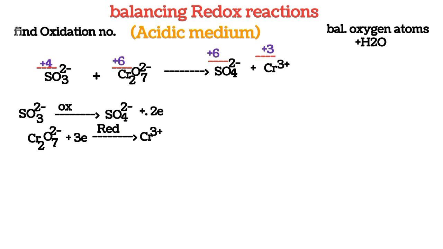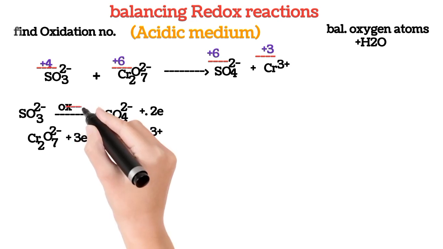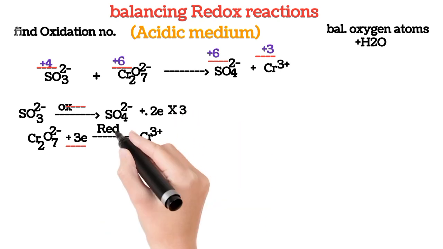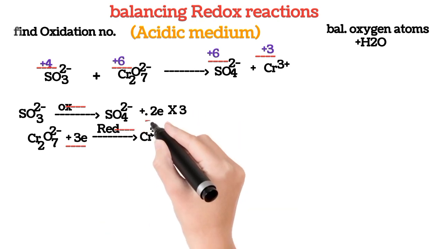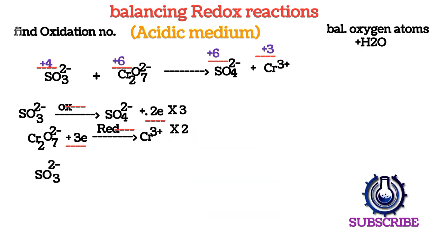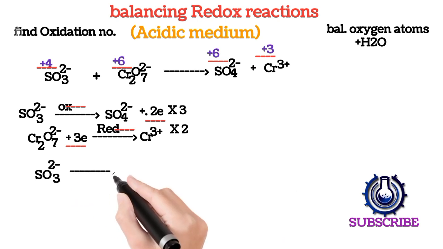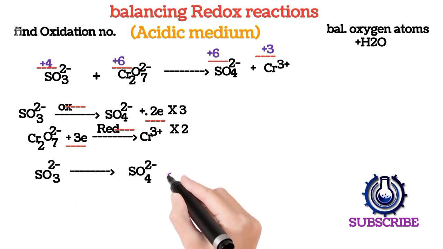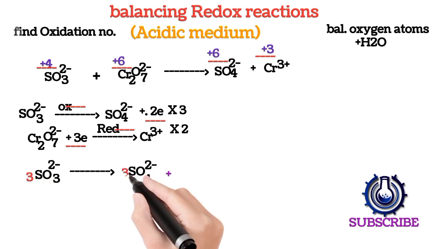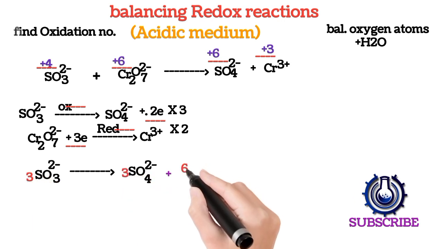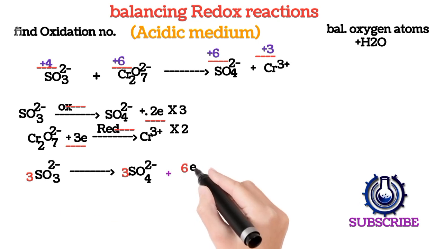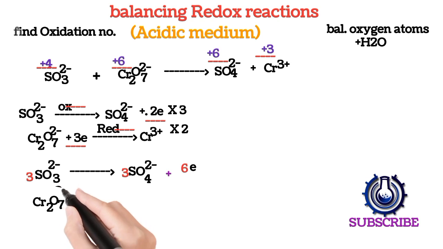To balance the number of electrons, we are going to multiply the oxidation process by the number of electrons in the reduction process, and the reduction process by the number of electrons in the oxidation process. So multiply the oxidation by 3 and the reduction by 2. So we're going to multiply SO3 2 minus by 3. I'm going to have 3SO3 2 minus, then 3SO4 2 minus, plus 6 electrons. Because 2 electrons times 3 will be what? 6.